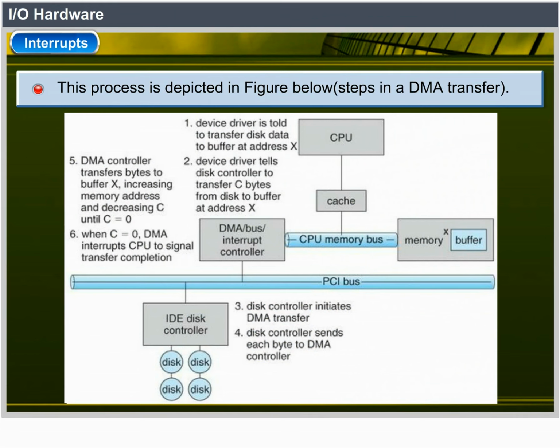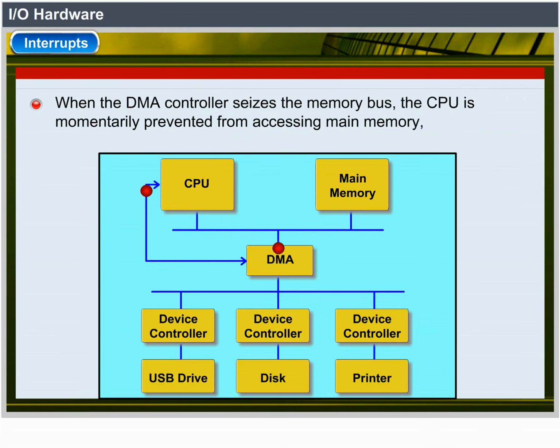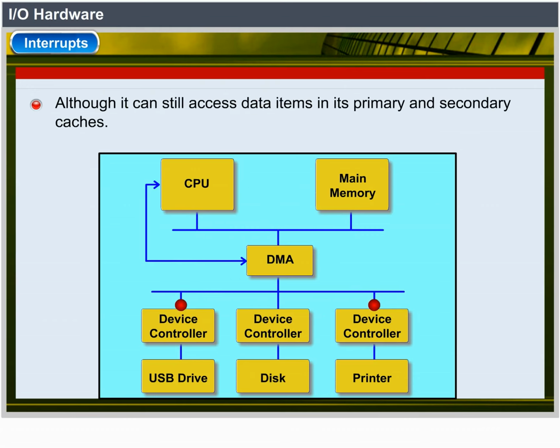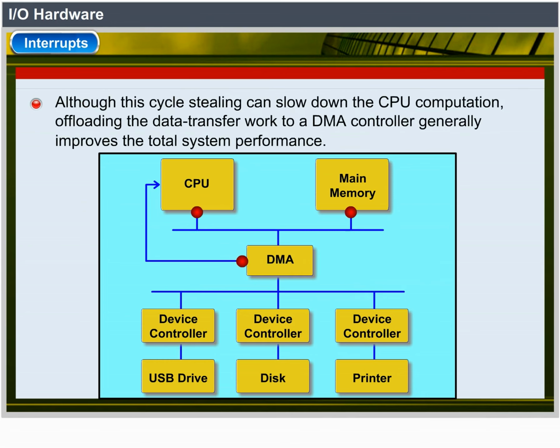When the DMA controller seizes the memory bus, the CPU is momentarily prevented from accessing main memory, although it can still access data items in its primary and secondary caches. Although this cycle stealing can slow down the CPU computation, offloading the data transfer work to a DMA controller generally improves the total system performance.